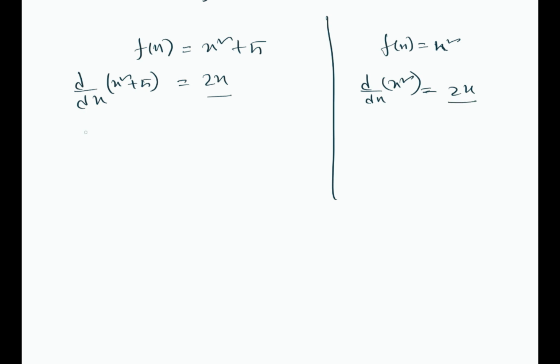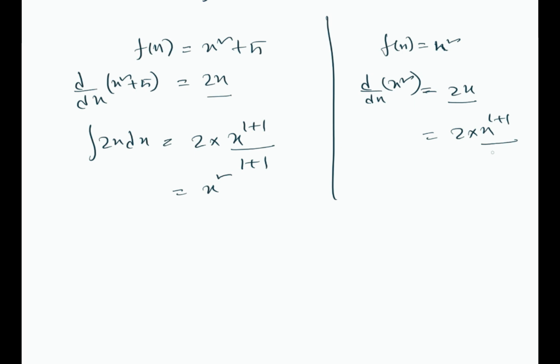Okay, so if you take the integral of this derivative function, 2x dx, it would be 2 into x to the power 1 plus 1 over 1 plus 1. So finally it would be x squared, and here also the same thing, 2 into x to the power 1 plus 1 divided by 1 plus 1. So the final answer would be x squared. Okay, so you know integration is an inverse process of differentiation. So this is the integral function.